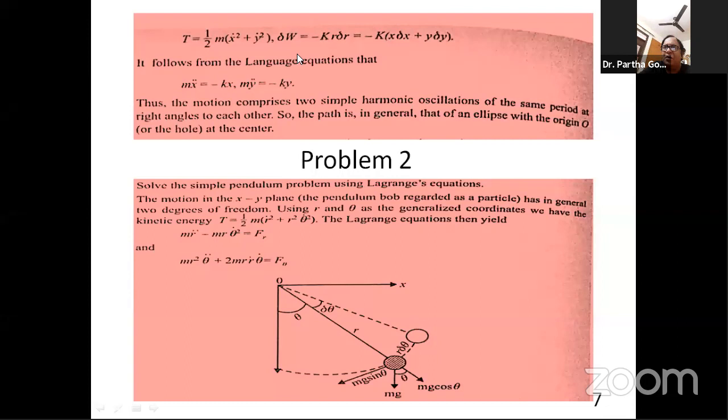m r double dot minus m r theta dot square equals the radial force, and also m r square theta double dot plus 2 m r r dot theta dot equals the tangential force.